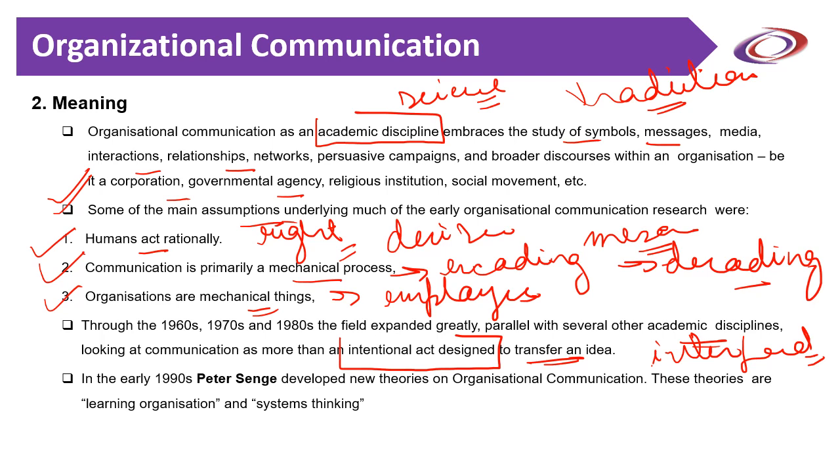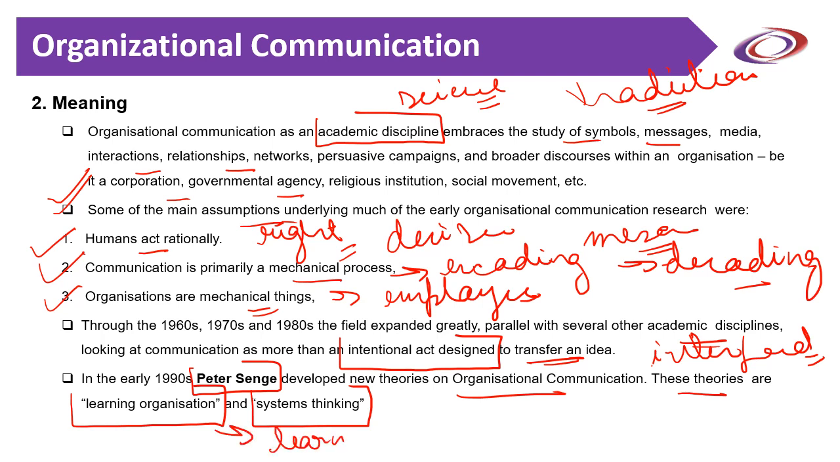In the early 1990s, Peter Senge developed new theories on organizational communication, and these theories are now known as the learning organization and systems thinking. They believe that people working in the organization are learners. They learn from their behavior, past experiences, even modeling the behavior of their superiors. So these new theories were developed. Let us now talk about some communication approaches that are used in an organization.